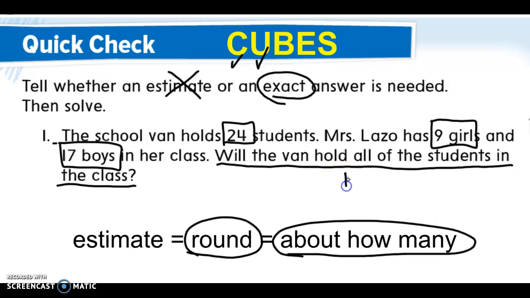In math, when we put things together, when we put numbers together, that means we're going to add. So 7 plus 9 is 16. We group the 1. 1 plus 1 is 2. So Mrs. Lazo has 26 students in her class. Let's come back to the question. Will the van hold all of the students in the class? Well, if the van only holds 24 and she has 26 students, the answer to that is no, it will not.